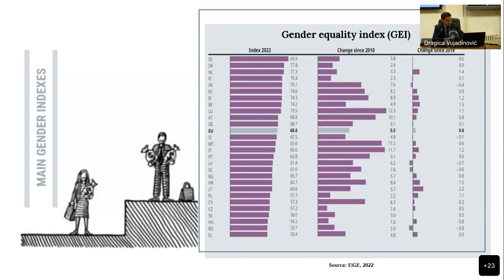Also, I thought it would be interesting to have this screenshot with specific countries within the EU. You may see the average. EU average is 68.6, and you may see the change compared to the previous period. And you may see specific countries, especially Denmark, Sweden, Netherlands. They are doing relatively better compared to, for example, Poland, Croatia, Romania, and Western Balkans region.